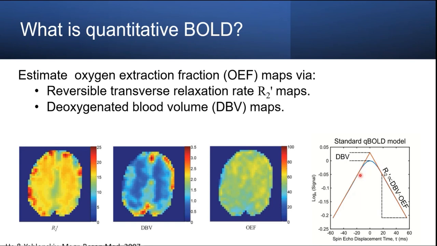And so from the model by Yablonskiy from many years before that, in 1994, we know that the R2 prime itself is proportional to the product of the volume and OEF. But if we can measure that R2 prime from these longer tau values, we can also extrapolate back to the intercept to calculate the difference between the intercept and the measured R2 prime weighted signal at that time point. And that theory also predicts that that difference in signal is the DBV, the deoxygenated blood volume.